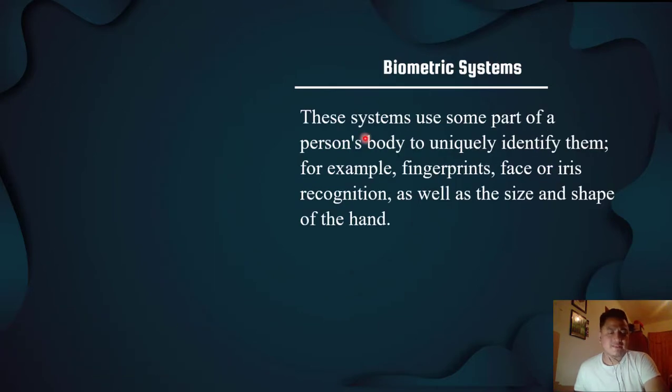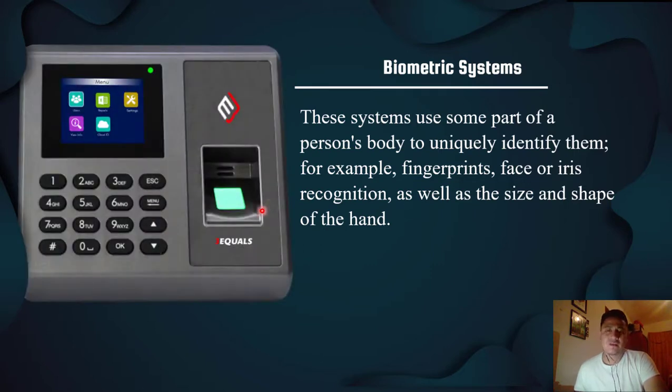The last type of manual input devices is the biometric system. These systems use some part of a person's body to uniquely identify them. For example, you can use fingerprints, face or iris recognition, as well as the size and shape of the hand. And nowadays biometric systems can even recognize your voice.